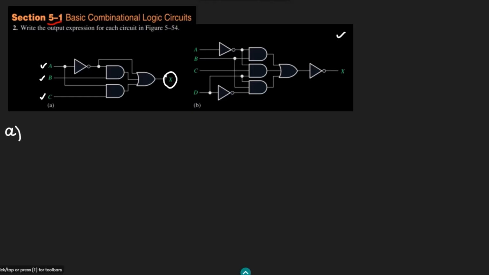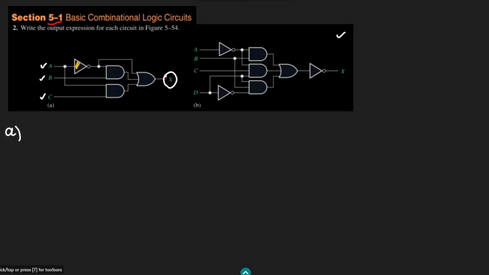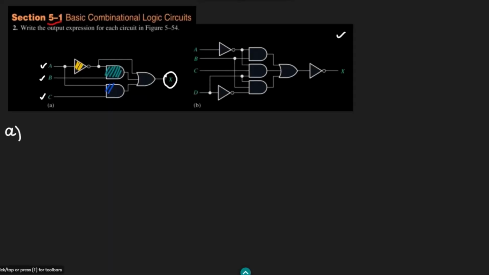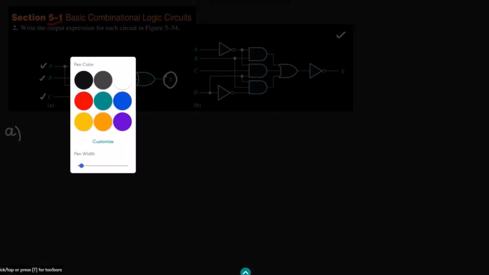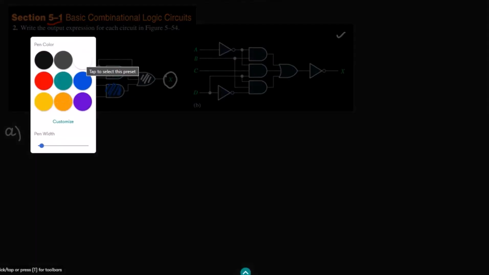So let me first use different colors for each of the gates here. For this gate I am going to use this yellow color. For the second gate here, this AND gate, I am going to use this color, and for the other gate I am going to use this color. These are different gates, and after it I will get the output, and for that output I am going to use this white color. So let us first start it.